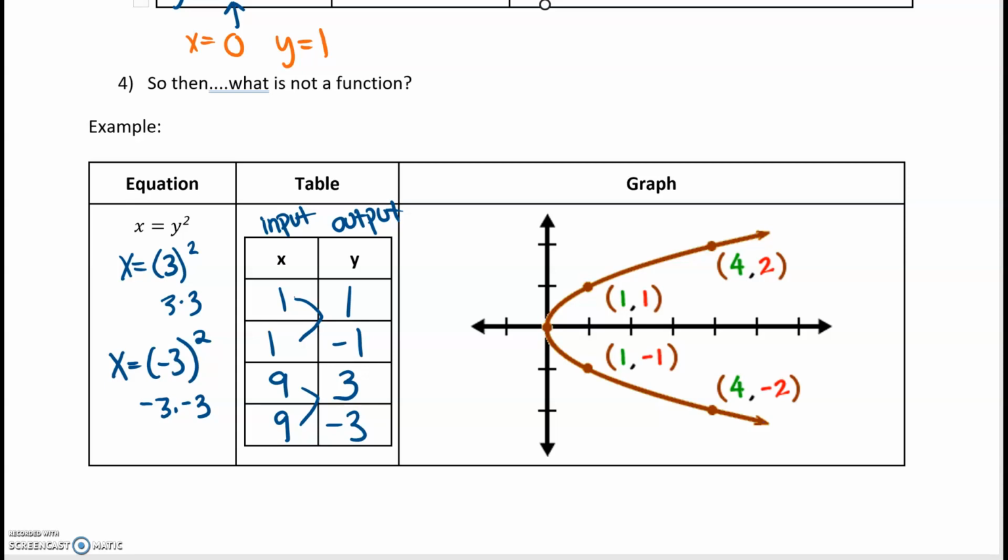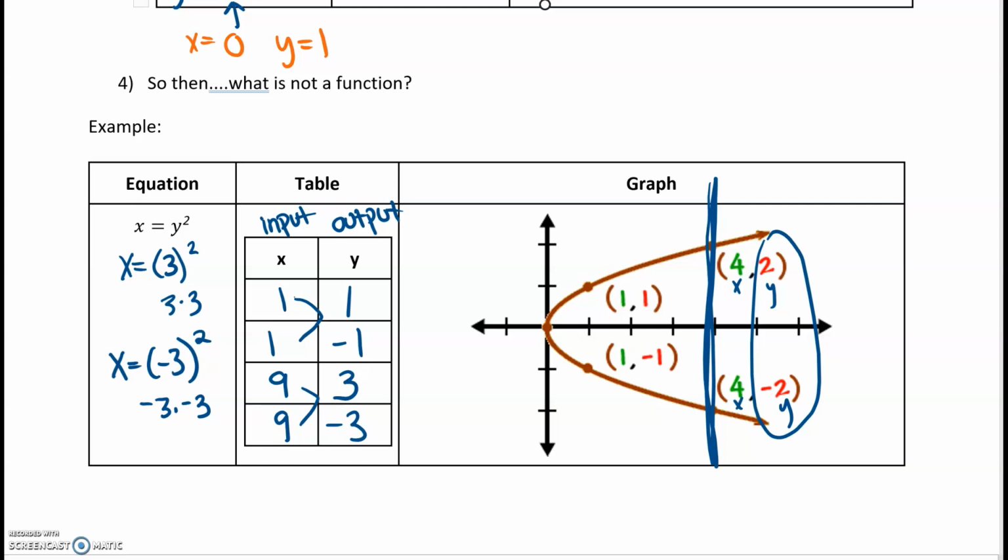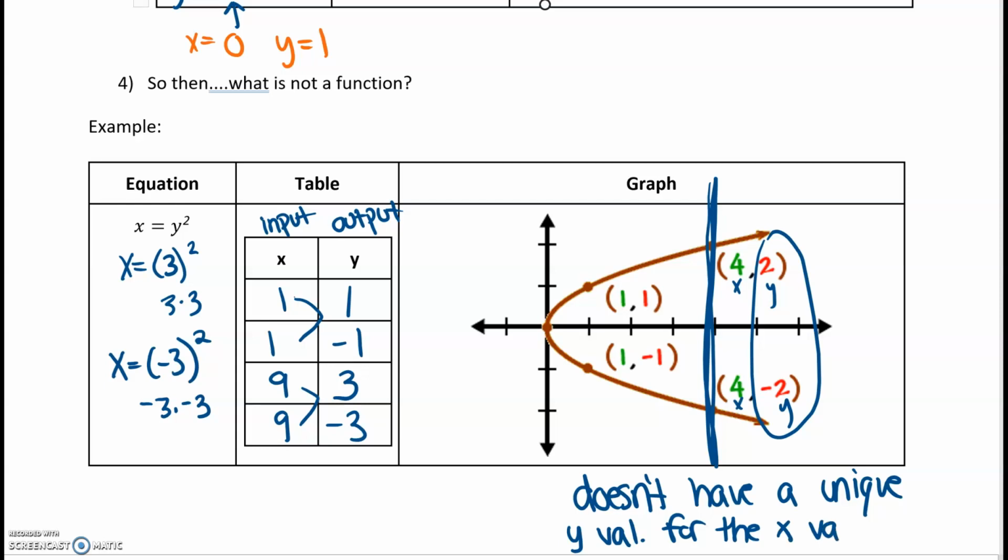Or if you look at the graph, when x is 4, it's x comma y, your y value is 2. But when x is 4 here, your y value is -2. So you have two different outputs for the input. This is not a function because, and I'm going to write this down so you should too, it doesn't have a unique y value for the x value. Or it doesn't have a unique output for each input.